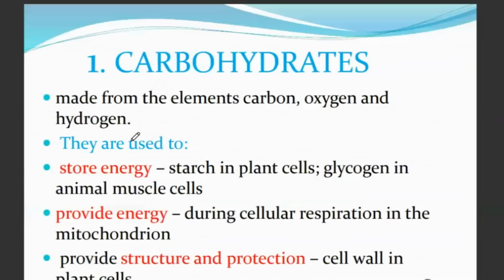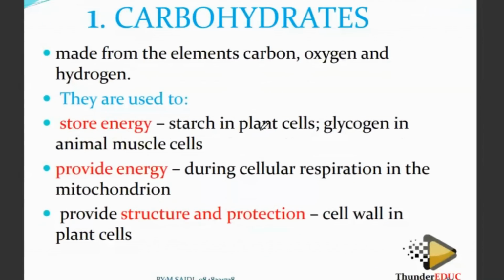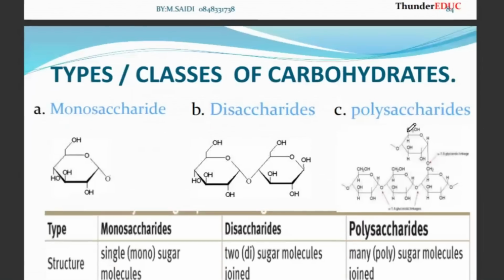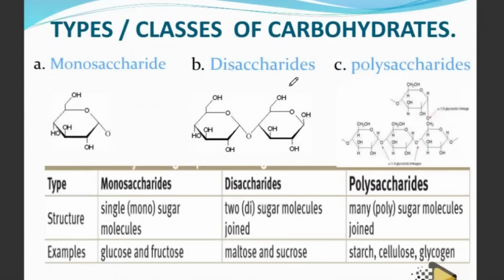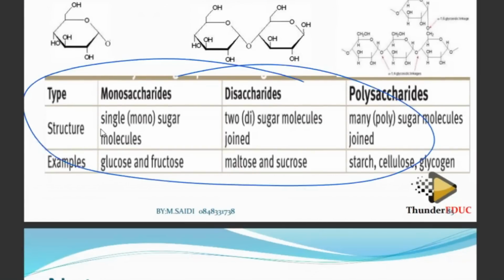Let's go to the first topic. So carbohydrates, make sure that you know it fully. They are made up of the elements oxygen, carbon. That's not a big deal, but make sure that you know the types of carbohydrates: the monosaccharides, the disaccharides, and the polysaccharides with examples. Make sure that you know this table with examples.